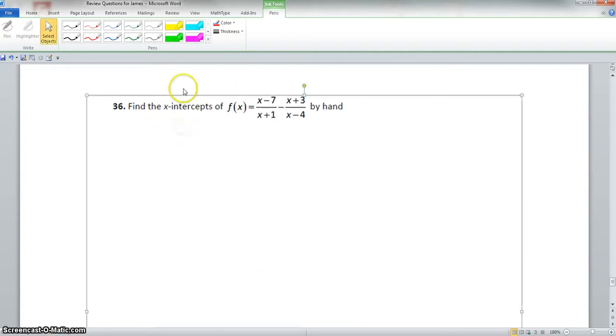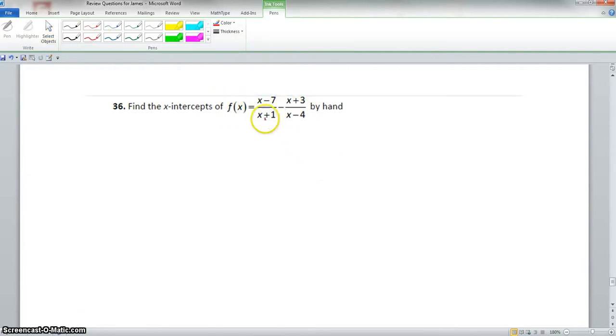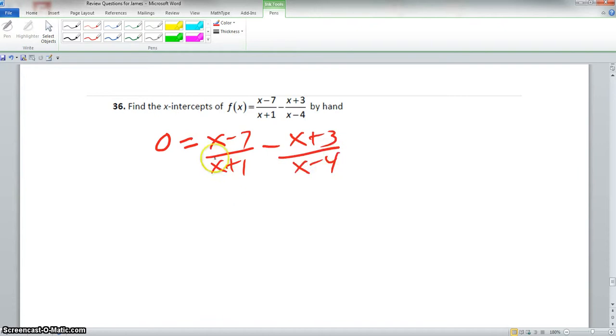Now number 36 says, find the x-intercepts of f of x, and we're given this equation here. Now remember, the x-intercept is when y is 0, and we know f of x basically represents y. So we'll have 0 is equal to x minus 7 over x plus 1 minus x plus 3 over x minus 4. So what we could do is multiply everything by the LCD, which would be x plus 1 times x minus 4.